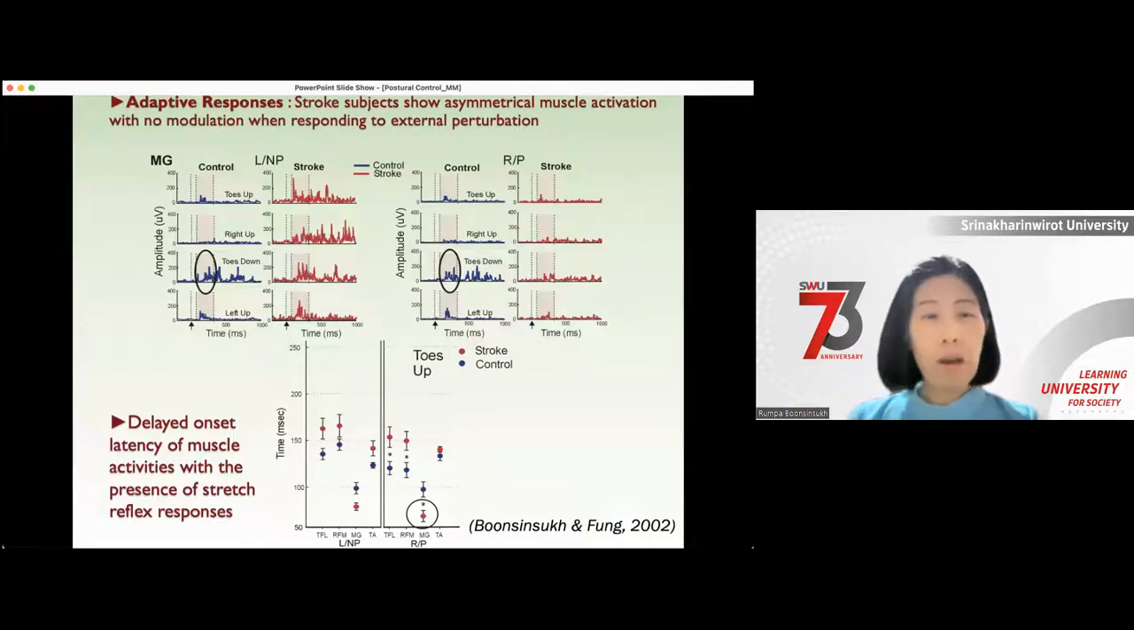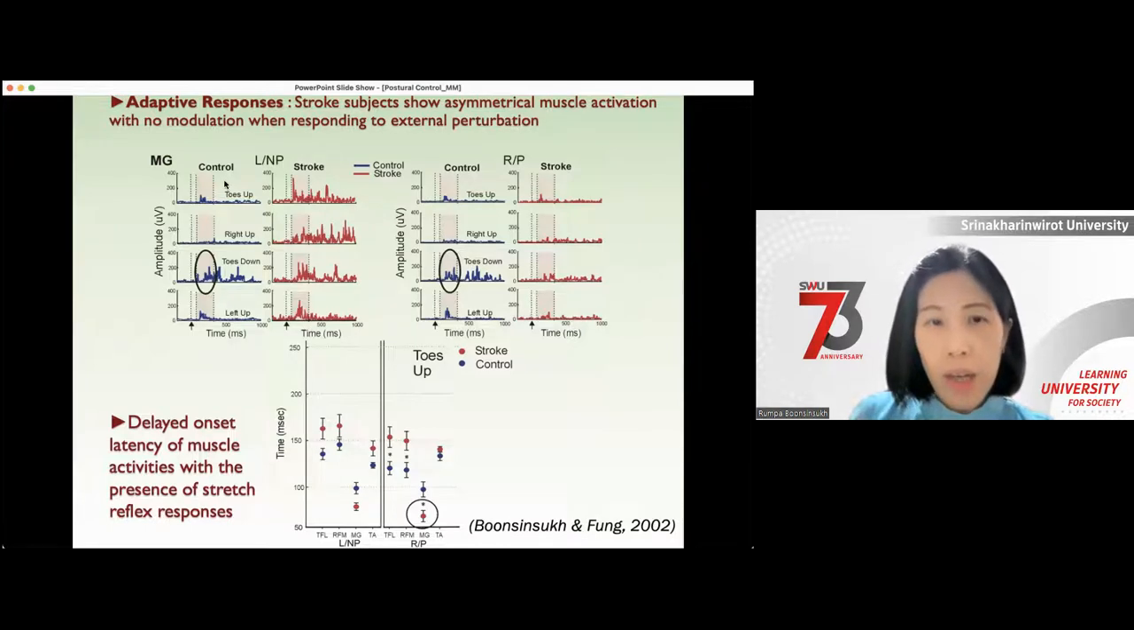Now, the next system is the adaptive response. Adaptive response is the response that is triggered by external perturbation. So when there is an outside force pushing against you and you have to try to recover your balance or try to maintain your balance, this is the adaptive response. Okay, so stroke subjects also have problems with adaptive response.